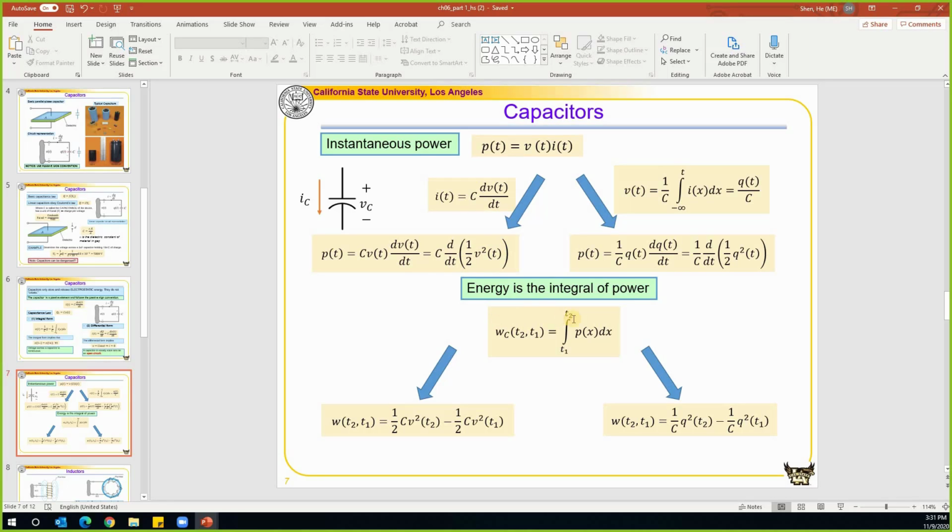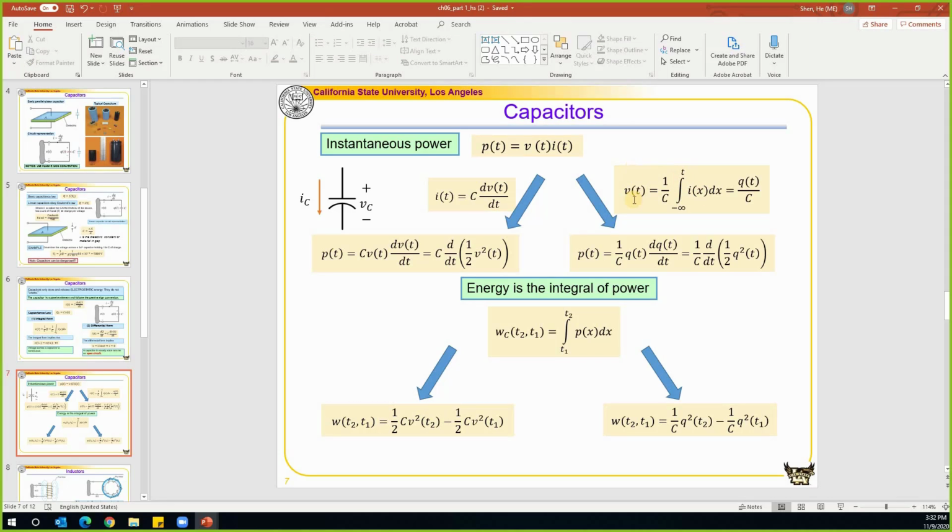And if we integrate the power over time, then we can calculate the energy stored in the device. If we integrate this term over the time period from T1 to T2, we can see that the energy is equal to half C V squared at T2 minus half C V squared at T1. And in the problem, if you know that at time T1 the energy is equal to 0, in that case the energy at any time t is equal to half C V(t) squared.